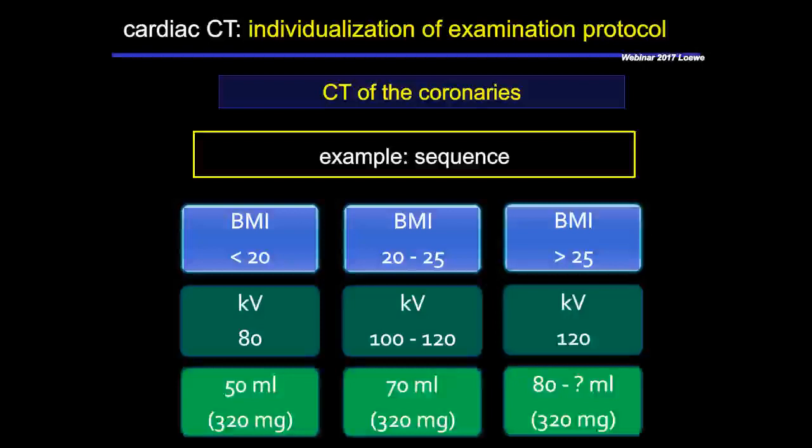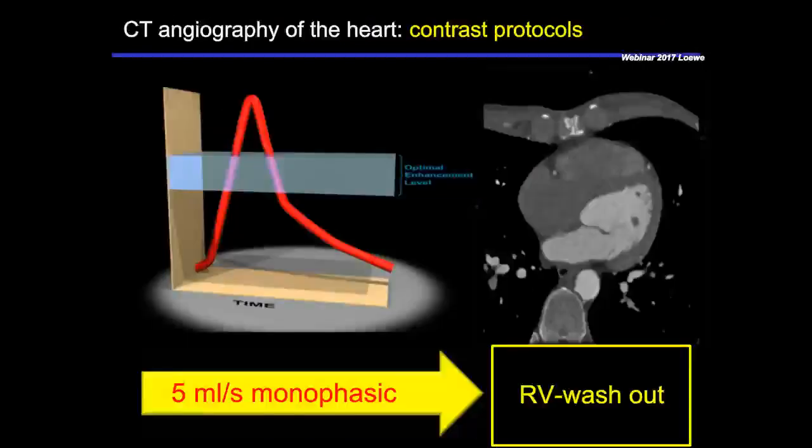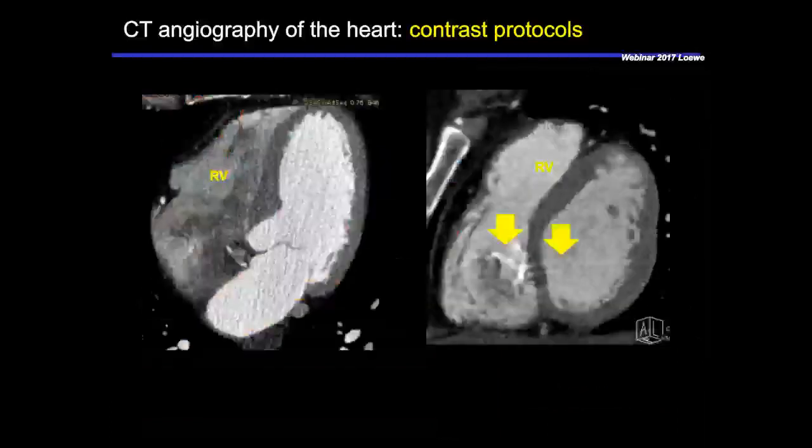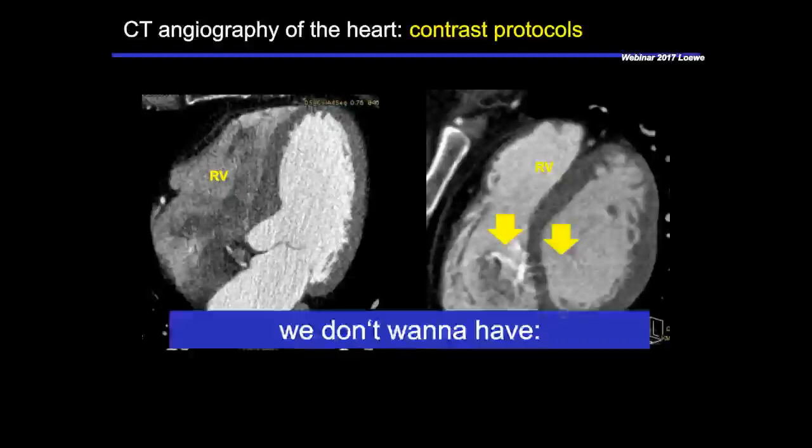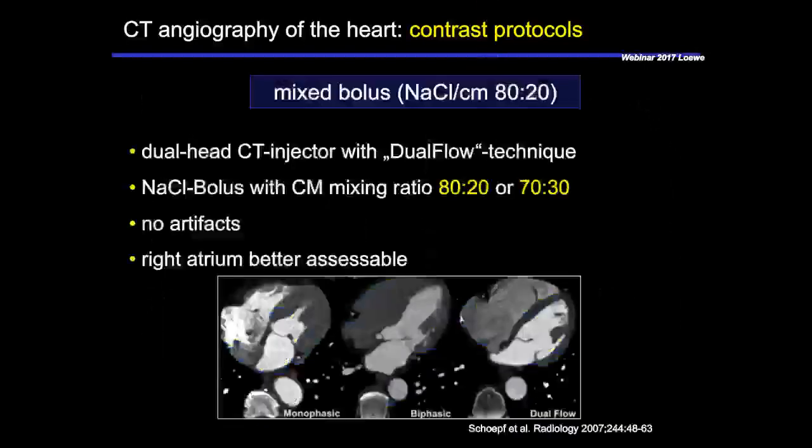We are not using a uniphasic, a monophasic injection protocol because there might be the risk that the contrast filling of the right ventricle is not perfect. Sometimes there is really no enhancement, so then it's difficult to assess the interventricular septum. But if there is too much contrast within the right ventricle, it could interfere with the assessment of the right coronary artery due to streak artifacts. So what we are doing, we don't want this mixing or the streak artifacts. What we really would like to have is just a very homogeneous, slight filling of the right ventricle with a clear distinction of the interventricular septum.